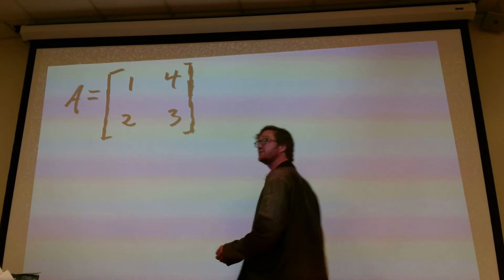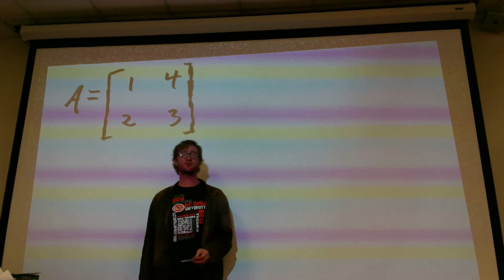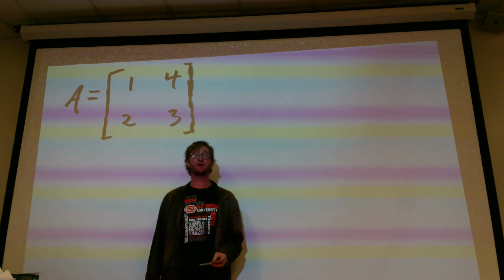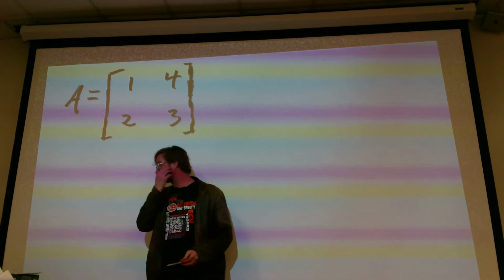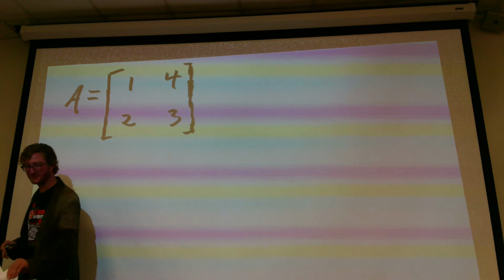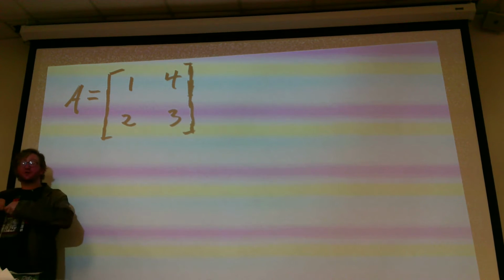Okay, so we're going to do another example where we're just going to look for the eigenvalues and the eigenvectors of this matrix right here. So 1, 4, 2, 3. So the first thing we're going to do is take the determinant of A minus lambda I.